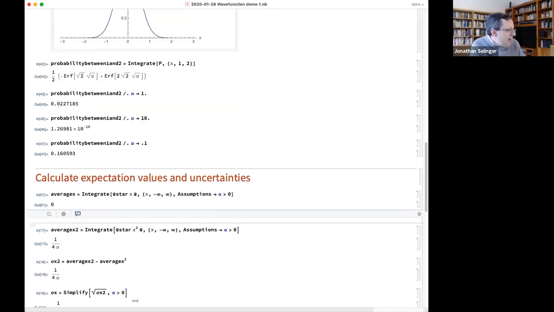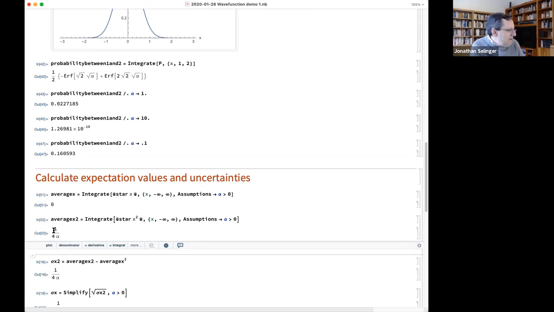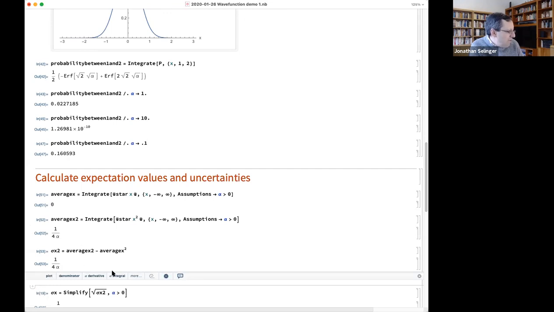How about the average of X squared? I'll do another integral sandwich: psi star times X squared times psi. And that comes out to be 1/4 alpha. So the variance of X is the average of X squared minus the average of X, quantity squared, just like what we were talking about. So that is 1/4 alpha.